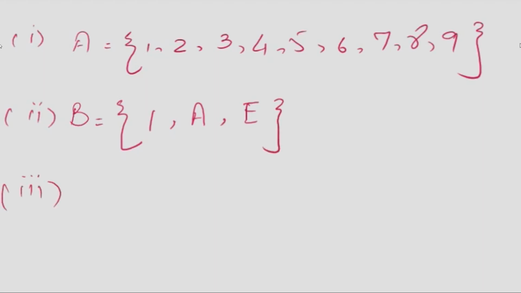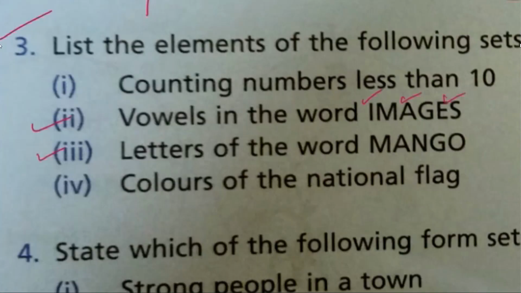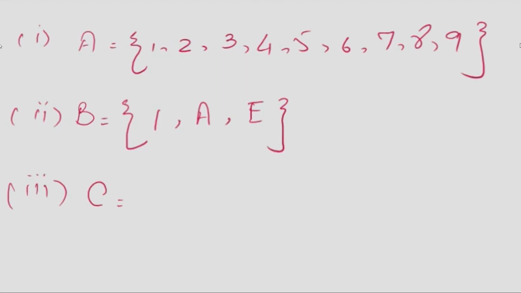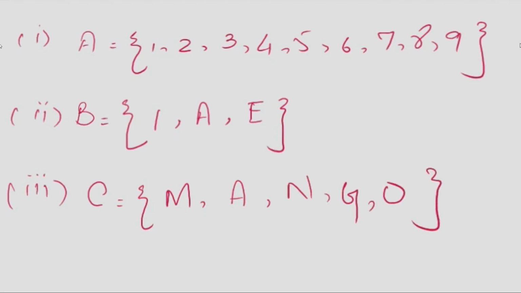Afterwards, the third part we are going to solve right now, that is letters of the word mango. There are five letters in the word mango: M, A, N, G, O. So we are denoting that set as C, that is M, A, N, G and O.